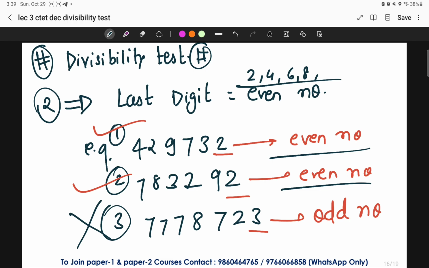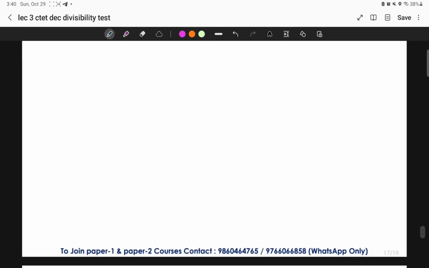In the exam, they will give you one particular number and ask you to find whether it is divisible by 2 or not. Similarly, it goes for the other numbers as well, that is 3, 4, 5, 6 and so on. Let's move on to the divisibility test of 3 now.